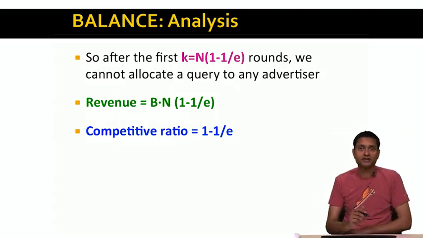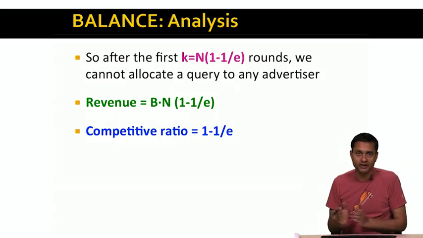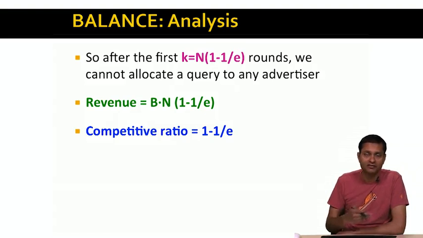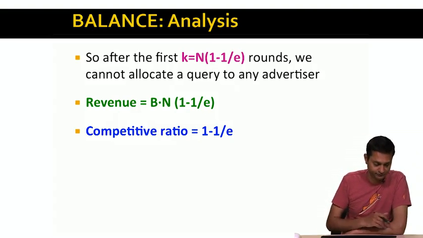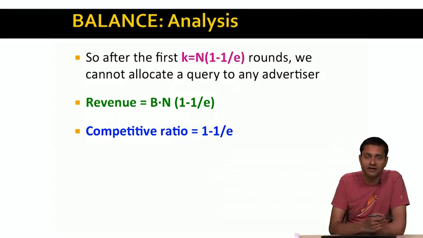So what we've shown here is an example of a scenario where the balance algorithm has a competitive ratio of 1 minus 1 over e. The actual proof that the balance algorithm has this competitive ratio and can do no worse than 1 minus 1 by e is outside the scope of this lecture. And I encourage you to read the actual paper for that proof.